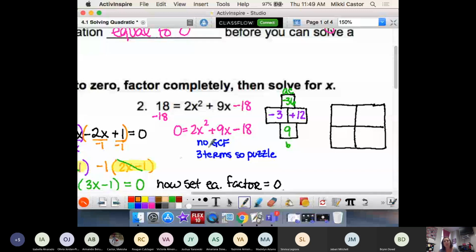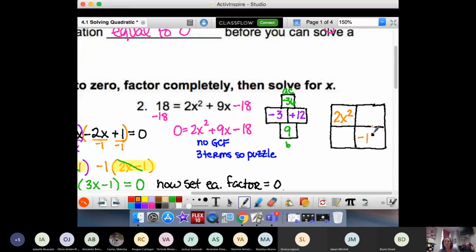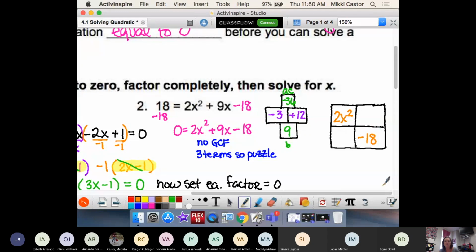Okay, so over here, when we go through and fill in the box, the first term, 2x squared, goes in the first box. The last term, negative 18, goes in the last box. The reason we did the puzzle is for the other 2 boxes. So a negative 3 will go in this box and you need to add an x to it. A 12 will go in this box and you need to add an x to it.